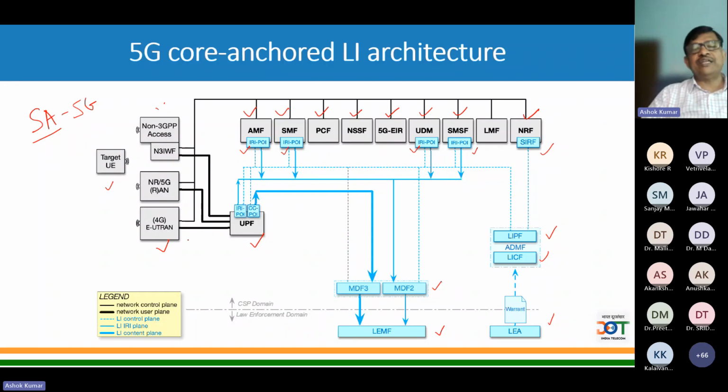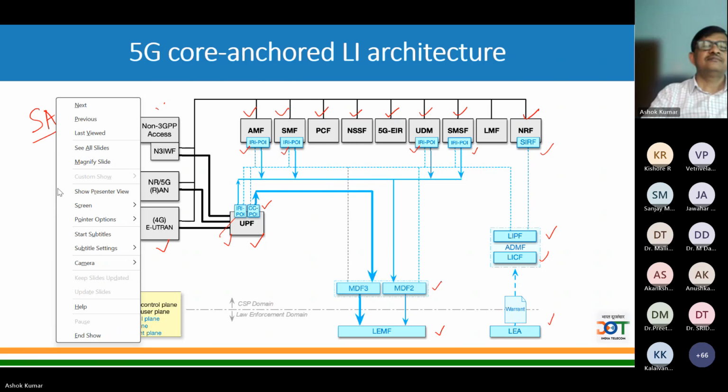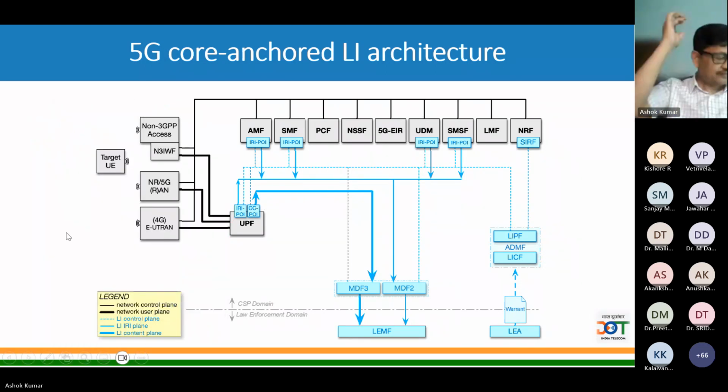Now the UPF provides you the call content. So it is a CC POI and it can also provide some more metadata. So it is also an IRI POI. Okay. So this is the complete architecture of 5G along with the LI components. Maybe I'll stop here for any questions. Do you have any question so far? Shall I proceed?